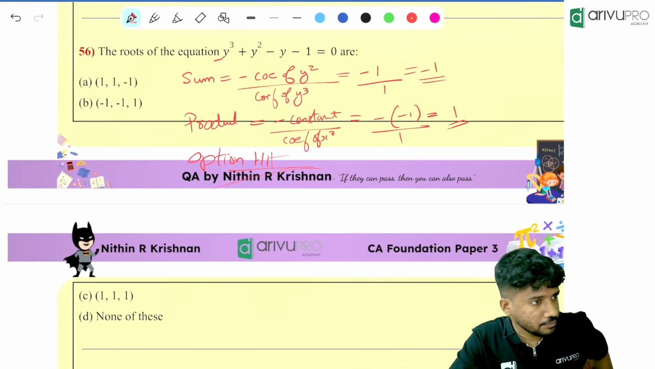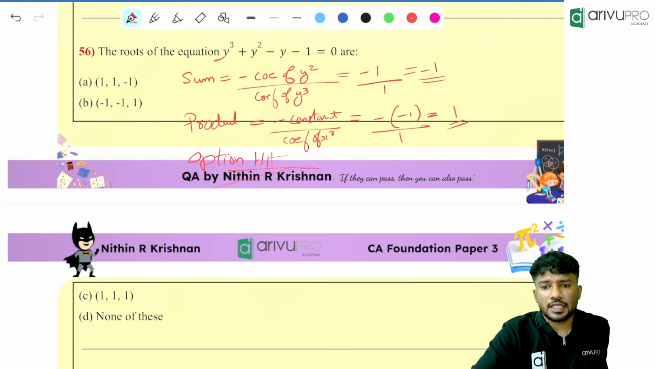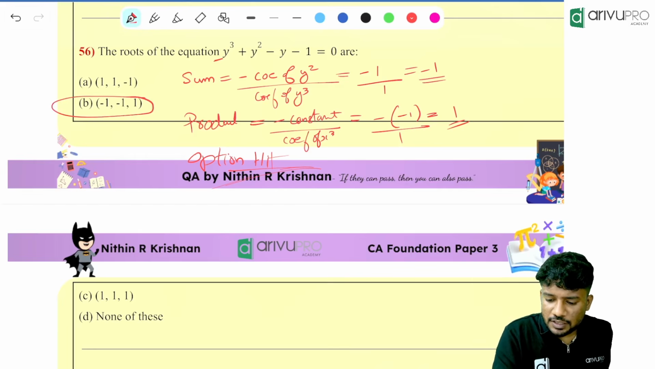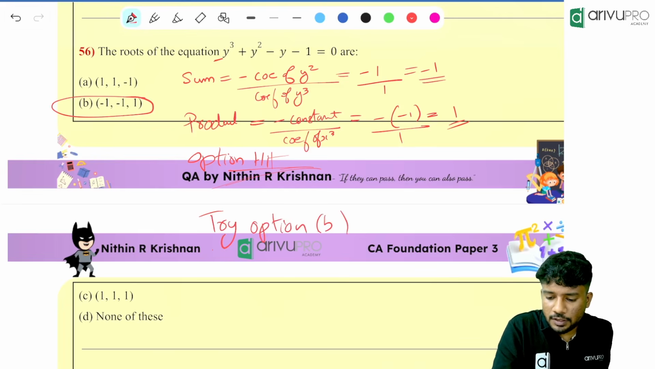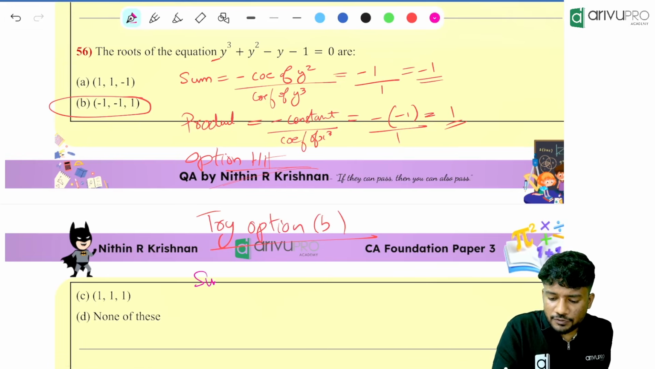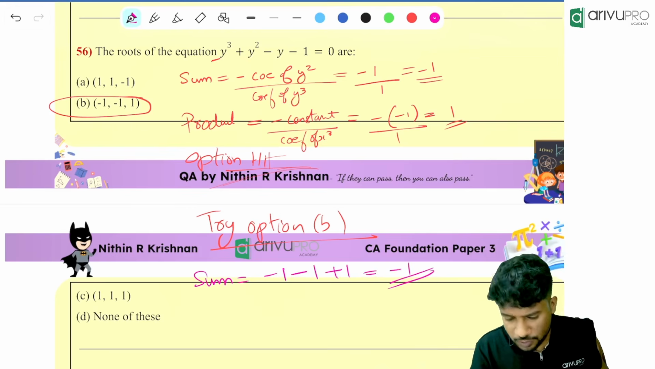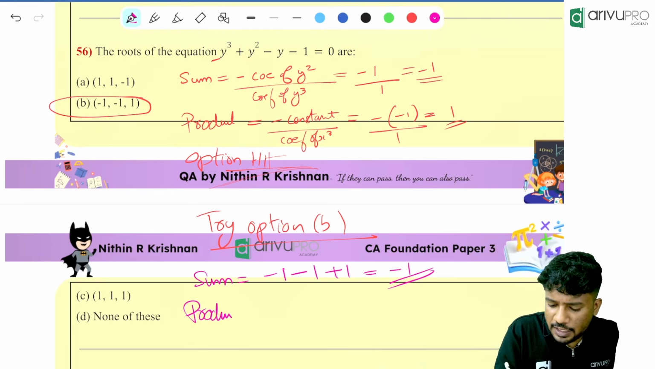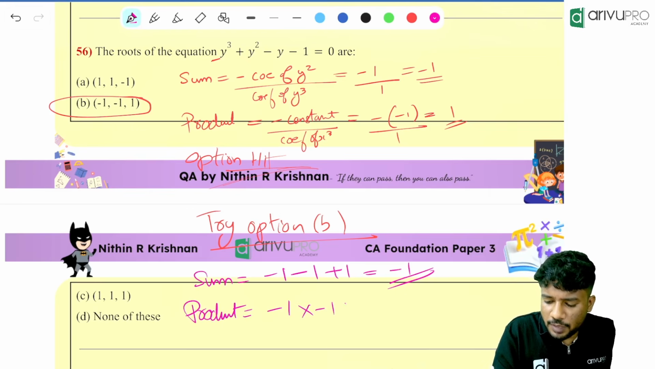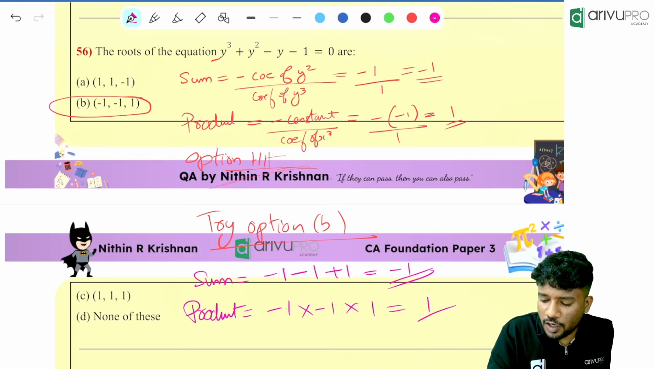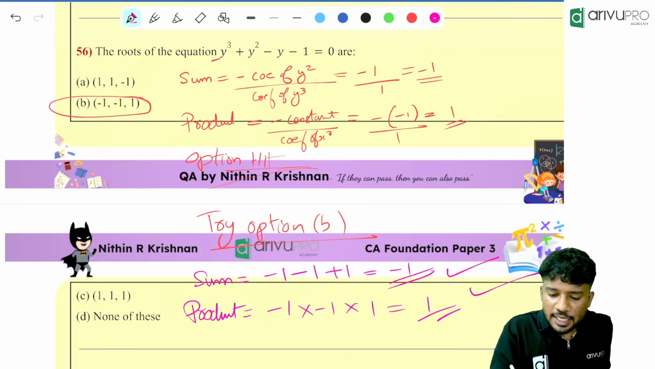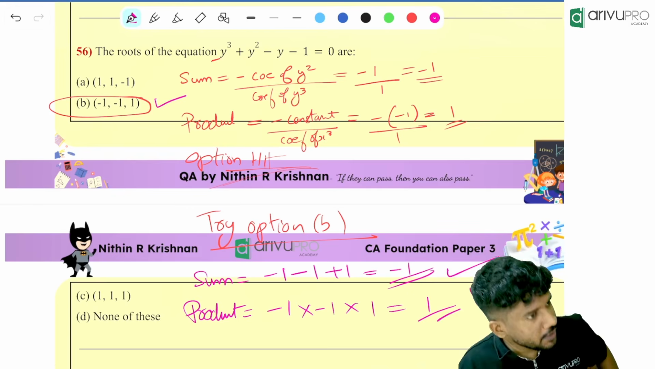Now option hit. Everyone start option hitting and get me the answer. Is it option B? Is it option C? Is it option A? Some people are telling we will try option B. Trying option B, the sum of the roots is minus 1 plus 1, which is equal to minus 1. The minus 1 and plus 1 got cancelled, and minus 1 is remaining. Now product: minus 1 into 1, which is equal to 1. Both are satisfied. That means Option B is our answer.